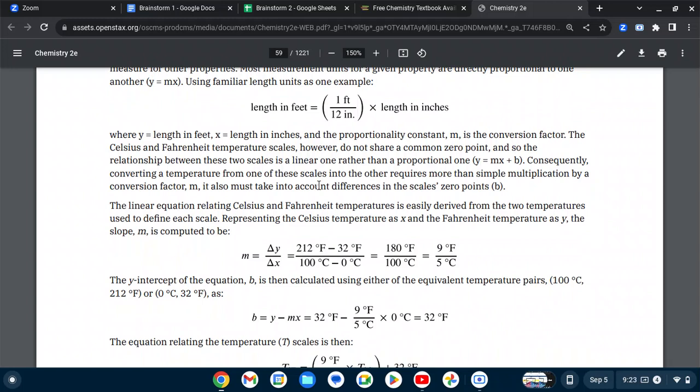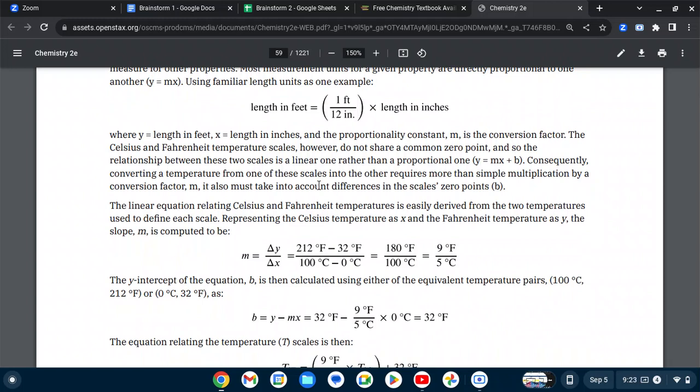Consequently, converting a temperature from one of these scales into the other requires more than simple multiplication by a conversion factor, m. It also must take into account differences in the scales' 0 points. The linear equation relating Celsius and Fahrenheit temperatures is easily derived from the two temperatures used to define each scale. Representing the Celsius temperature as x and the Fahrenheit temperature as y, the slope m is computed to be m equals delta y over delta x, those are changes, equals 212 Fahrenheit minus 32 Fahrenheit divided by 100 Celsius minus 0 Celsius, which equals 180 Fahrenheit over 100 Celsius, which equals 9 Fahrenheit per 5 Celsius.